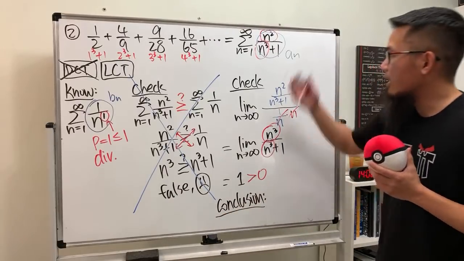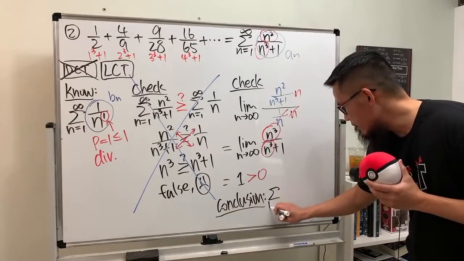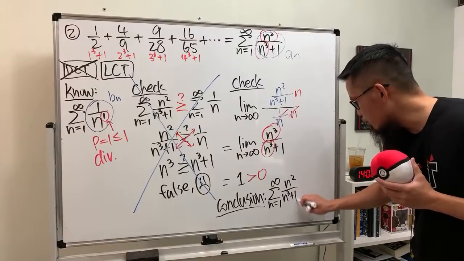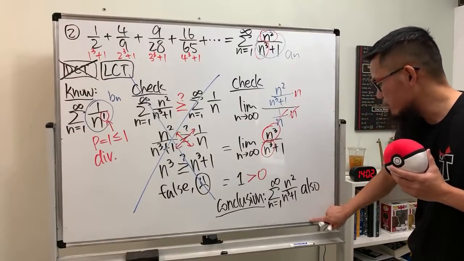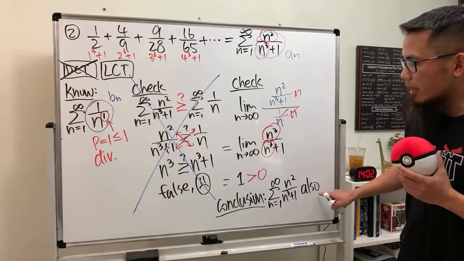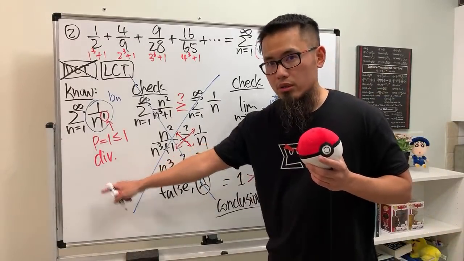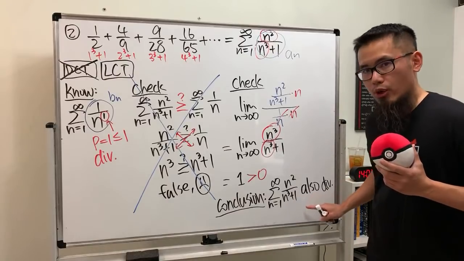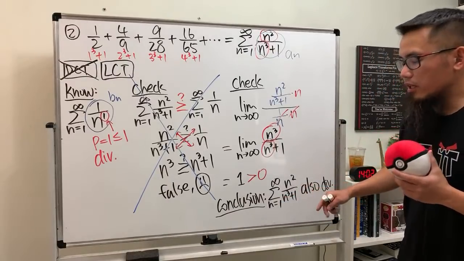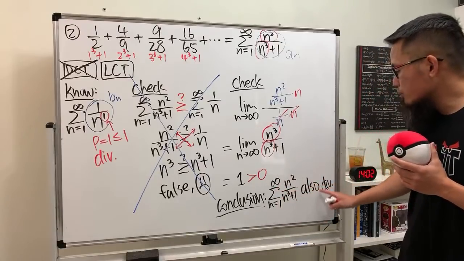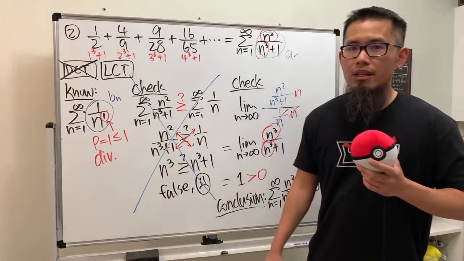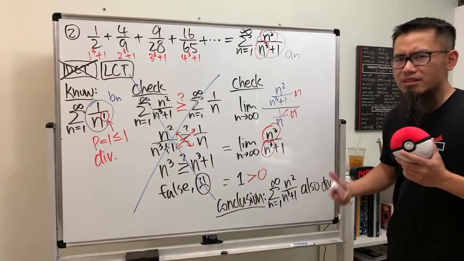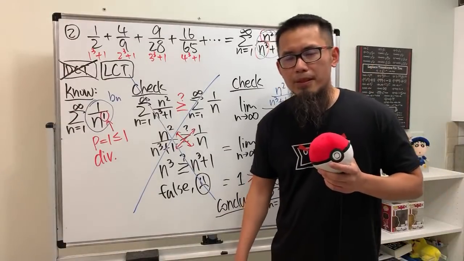The conclusion is that the one that we are trying to do, which is the series as n goes from 1 to infinity, n squared over n to the third power plus 1. Let's use the word also, because the connection is that this right here is also divergent. If you put down the word also and just read it out loud, it will make sense. This series also diverges just like that. You cannot say this right here diverges and this right here also converges. That doesn't sound right.